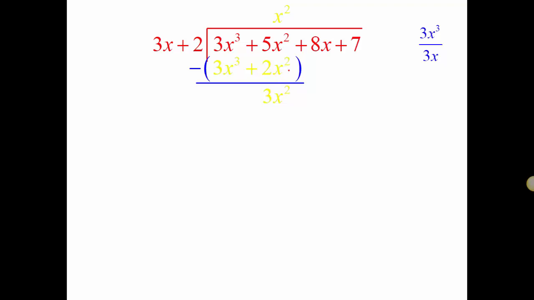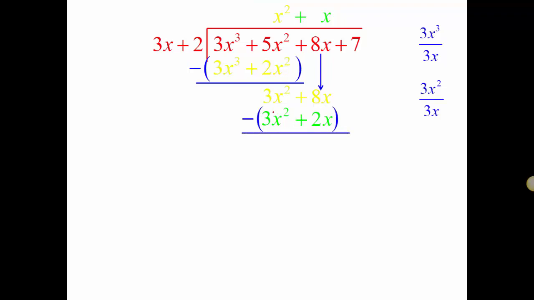Lather, rinse, repeat. I'll bring down the 8x and ask myself how many times does 3x go into 3x squared. Remember, this is the same thing as asking 3x squared divided by 3x. 3's cancel out. x squared divided by x is x. So that goes up top. We'll multiply. x times 3x plus 2 would give me 3x squared plus 2x.